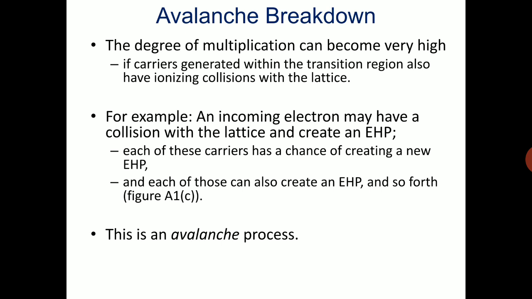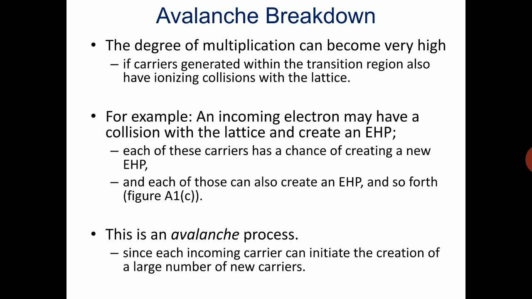Why are we calling it the avalanche process? Because the PN junction is lightly doped and reverse biased, and the reverse voltage is a few thousand volts negative. The charge carriers get multiplied and the creation of an EHP leads to the creation of another EHP. So we call this the avalanche process, and here the current will also increase sharply. Since each incoming carrier can initiate the creation of a large number of new carriers, the charge carriers which are moving experience collisions and create new carriers.